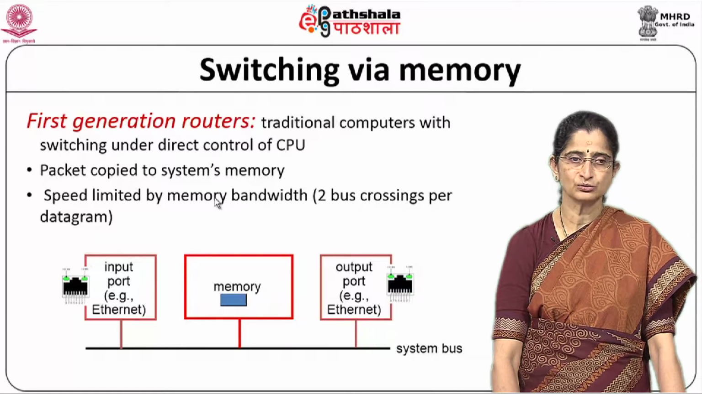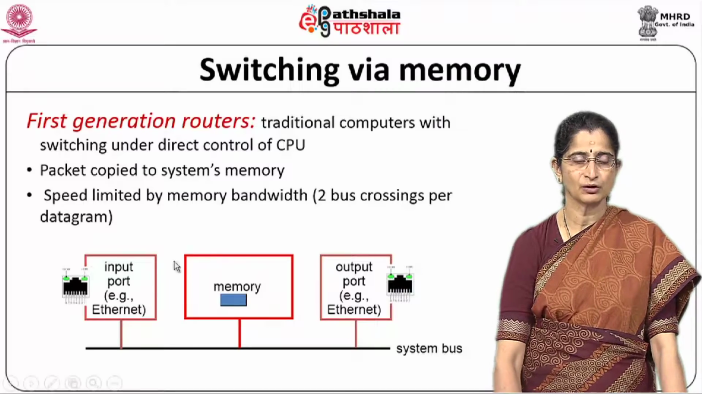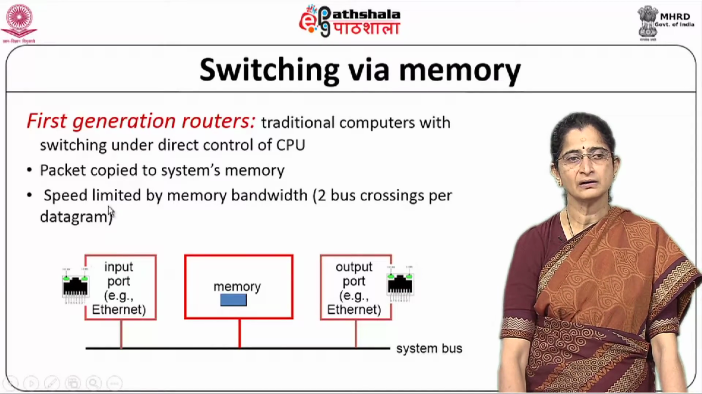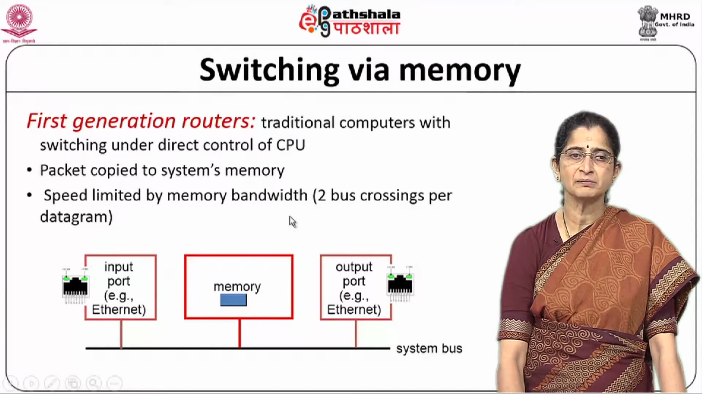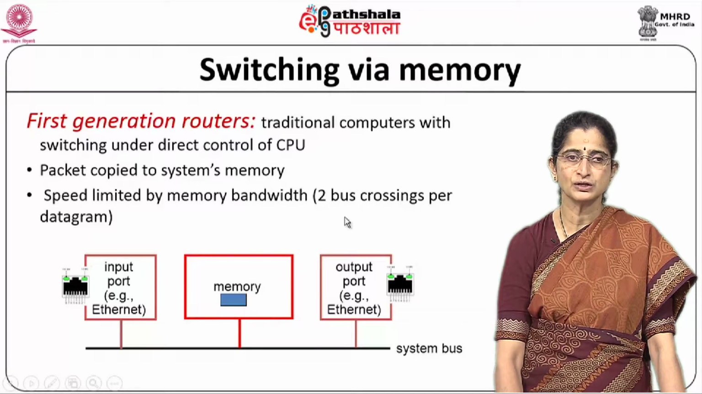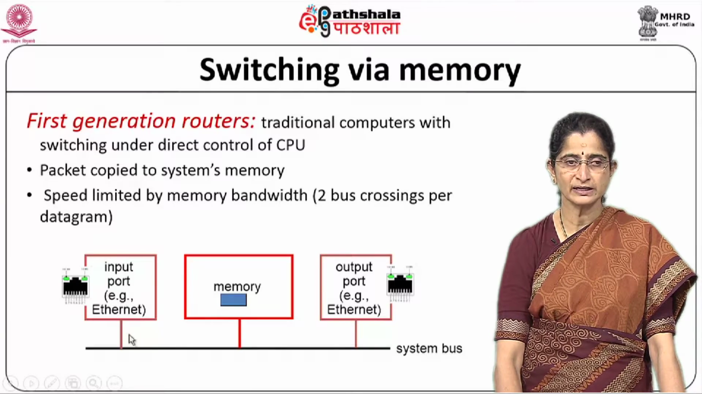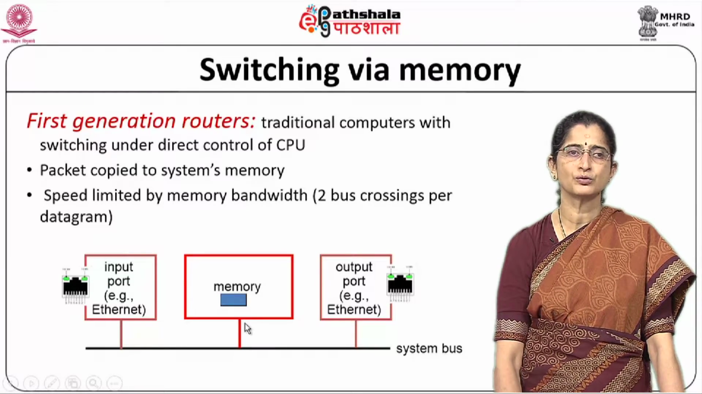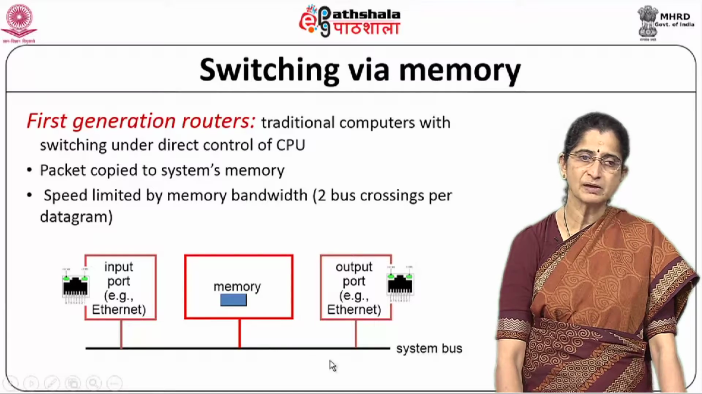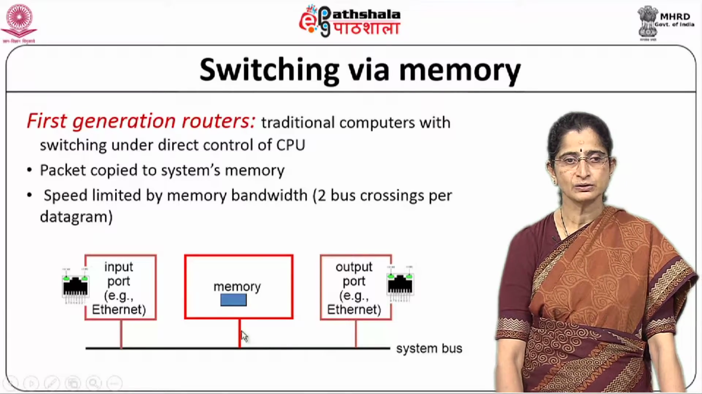So, and then it gets sent out to the output port. So, this is basically what will happen, and here you can see that the speed will be limited by the memory bandwidth that you have, because you need to have 2 bus crossings per datagram. That is, for every datagram that comes in, as we saw, it has to come through the bus from the input port to the memory, and then from the memory to the output port. So, there are 2 times that every packet will have to be sent through the bus.